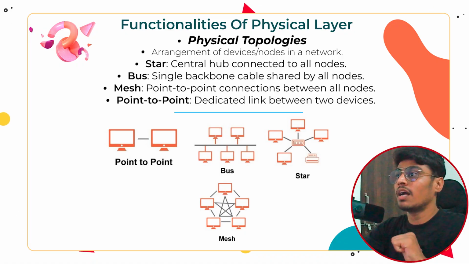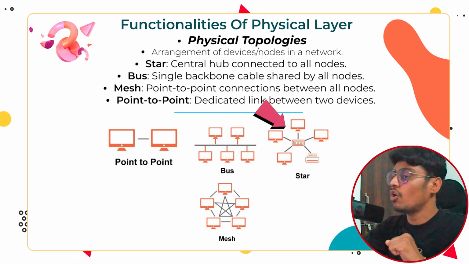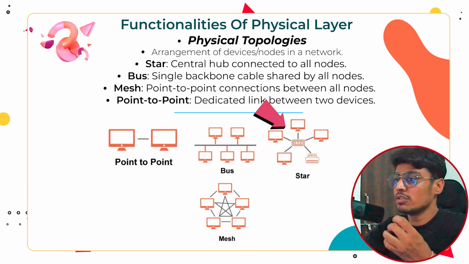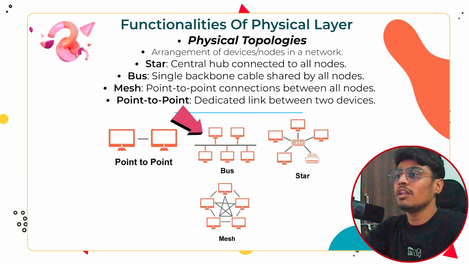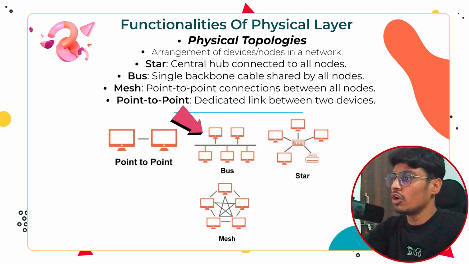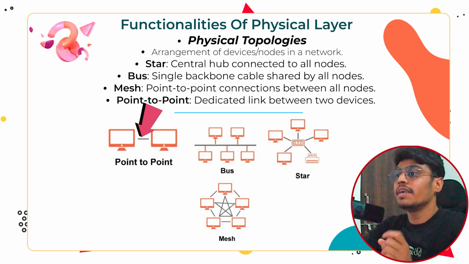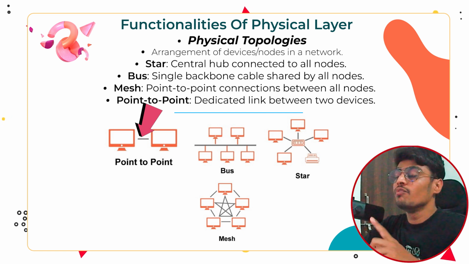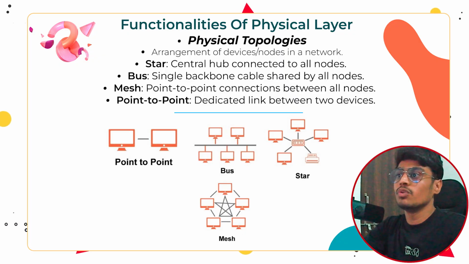First we have star topology. What do we mean by star topology? A central hub connected to all nodes. We can see in the diagram that a central hub is connected to all nodes. Now bus topology: a single backbone cable shared by all nodes. In mesh topology, there are point-to-point connections between all nodes. What do we mean by point to point? A dedicated link between two devices. We will discuss all these topologies in detail in our upcoming videos. Don't worry about that.